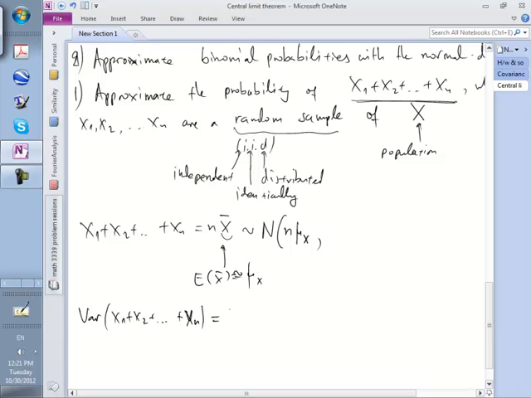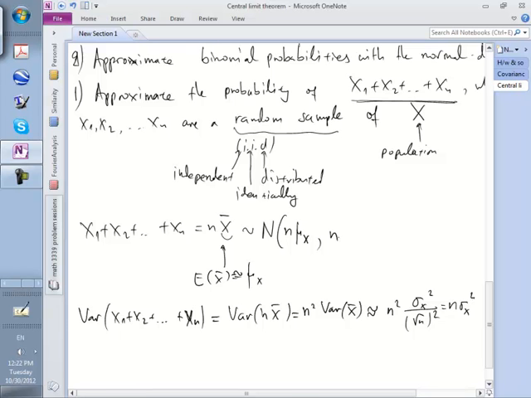What is the variance of the sum? It's the variance of n times x bar. What is the variance of n times x bar? Taken outside of the variance, it is equal to n squared times the variance of x bar. And the variance of x bar is approximately equal to sigma sub x squared divided by n. So what is this going to give you? This is going to give you n times sigma x bar.